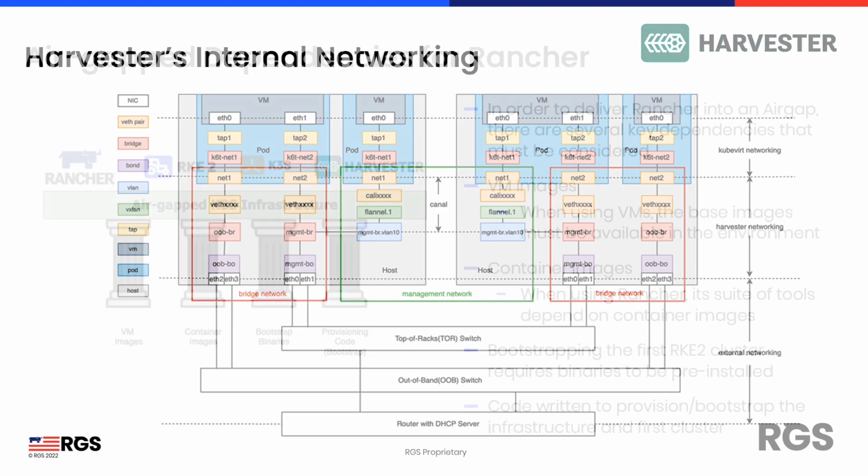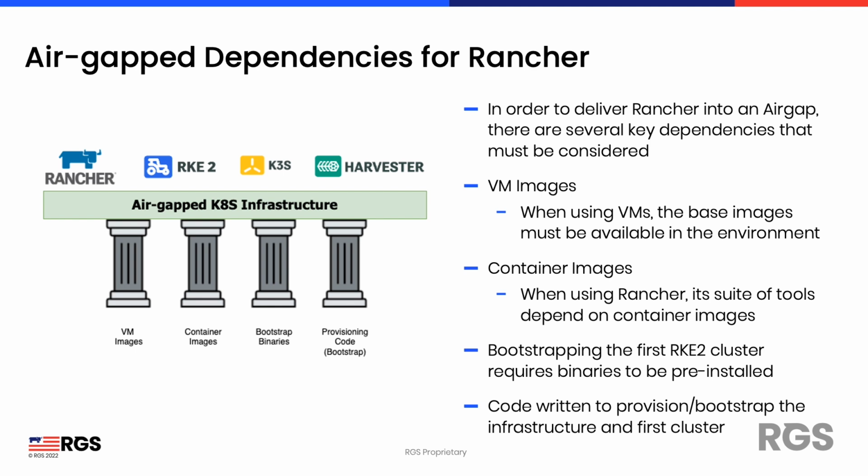So we're going to jump into air-gapped principles and patterns here. For Rancher itself, there are several different dependencies that we have in place. In order to get Rancher into an actual air gap, there are key dependencies that you really need to consider ahead of time. So there's a little bit of planning involved for getting into your environment. It's not a whole lot of things, but it's things that have to be considered nonetheless.